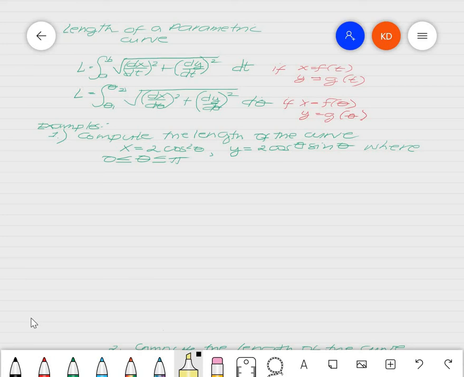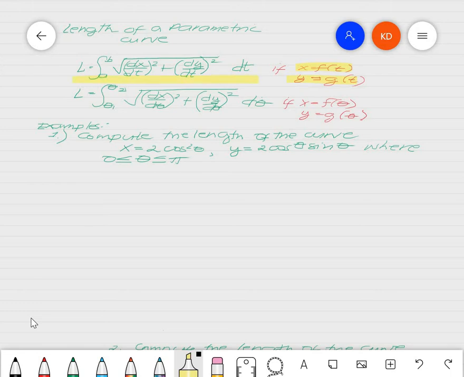Good day, everybody. Today I'm going to discuss the length of a parametric curve. For the length of a parametric curve, we need to consider these formulas. If the parameters of the curve are in terms of t, where x is equal to f of t and y is equal to g of t, you need to make use of this formula.